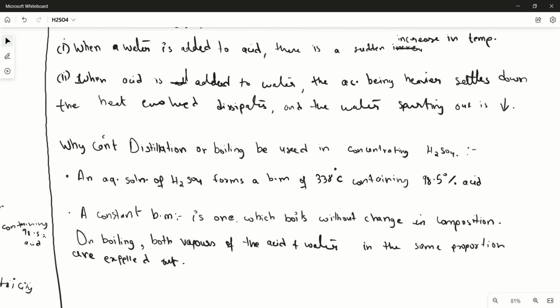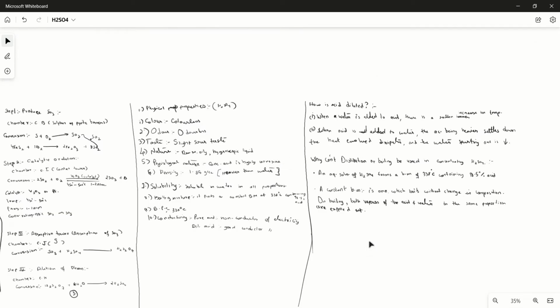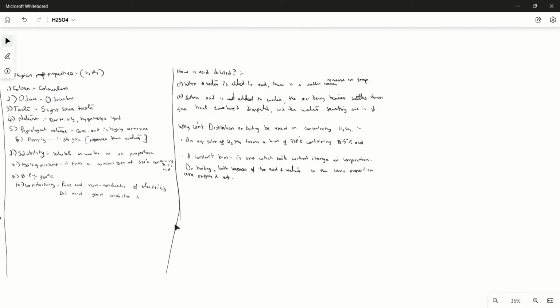Okay, that's all you got to write for this. An aqueous solution of H2SO4 forms a boiling mixture of 338 degrees Celsius containing 98.5% acid. A constant boiling mixture is one which boils without change in composition. On boiling, both vapors of the acid and water in the same proportion are expelled out as in the liquid mixture. So these are all the physical properties of H2SO4.